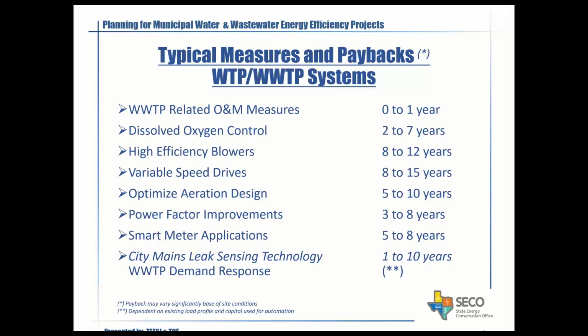So, for example, water wastewater related O&M measures, which are operation and maintenance measures that we identify, will have a payback of less than 1 year. For dissolved oxygen control, they may be 2 to 7 years. For high efficiency blowers, anywhere 8 to 12 years. Variable speed drives, 8 to 15 years. Optimization of aeration design, 5 to 10 years. Power factor improvements, 3 to 8 years. Smart meter application. Now, this is on the water side.